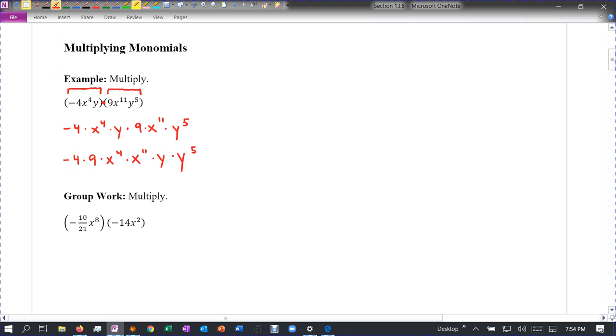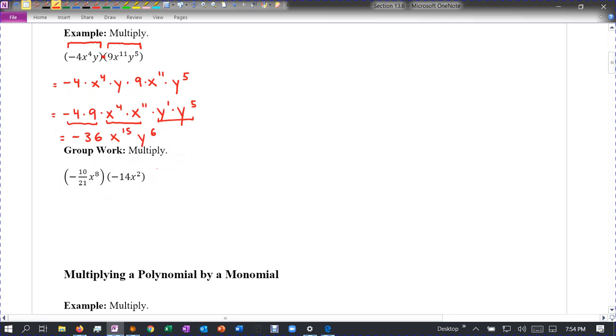I'm now going to do my negative 4 times 9, which gives me negative 36. So that's equal to negative 36. And then I can put these two together by adding the exponents. We learned that in a previous section. So that'll be x to the 15th. And then we can put these two together by adding the exponents, which should be y to the 6th. So there we go. Let's try this next one.